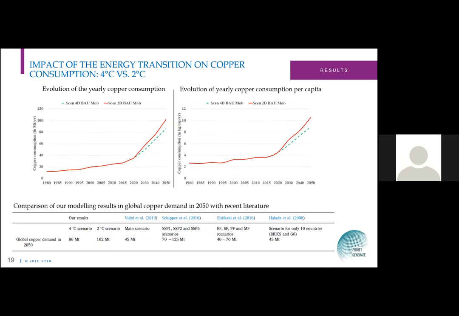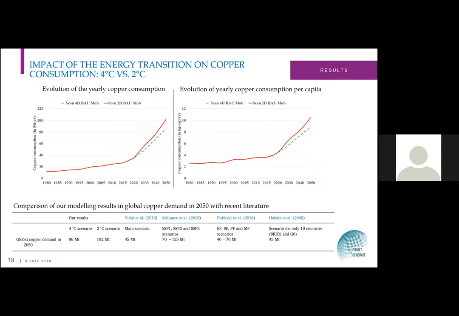So in terms of the evolution of yearly copper consumption, we can see that we are reaching around 100 million tons per year by 2050 in 2 degrees, where it will be 86 million tons in 4 degrees. In terms of per capita, we are reaching a doubling between 2020 and 2050 in terms of values.